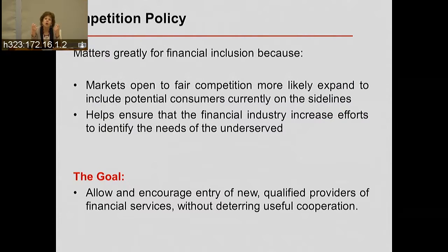So what is the goal of competition policy? To allow and encourage the entry of new and qualified providers of financial services. Qualified needs to be underlined. Let me give you an example to illustrate what I'm talking about.